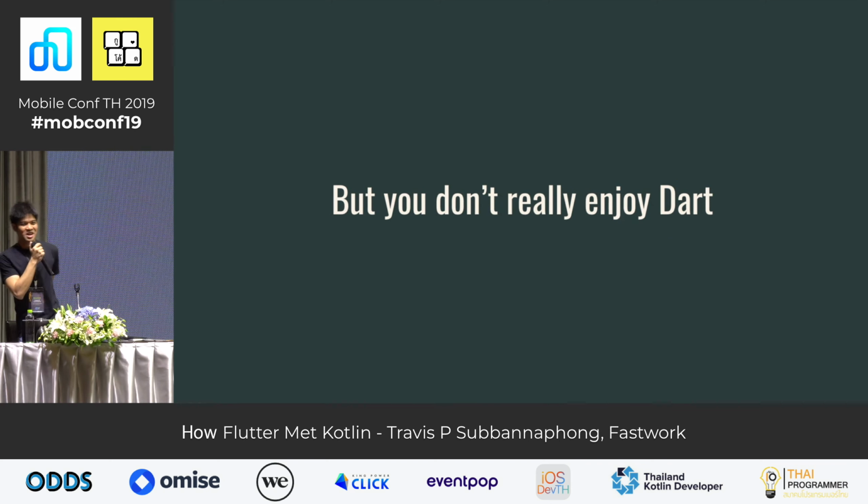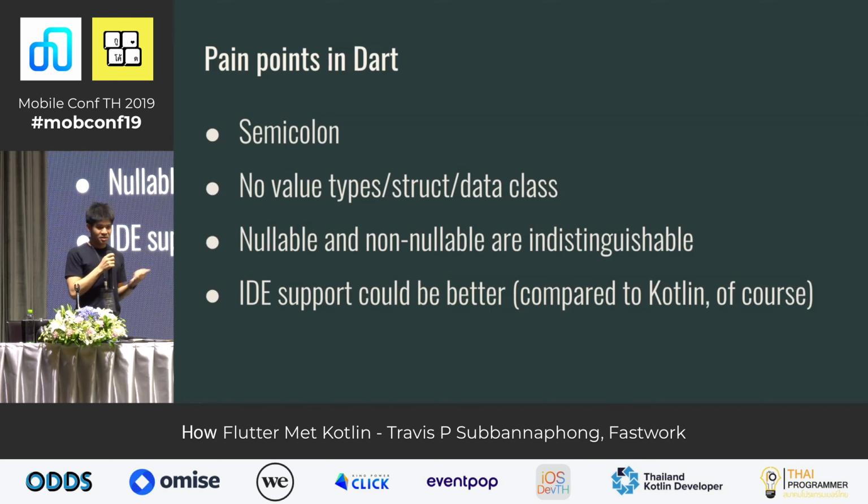But let's face it, you don't really enjoy that, do you? Well, for once, I don't really. Because let's see, there are these pain points in Dart, right? So there's the semicolon. For a lot of us, there's a game changer here, right? There's also no value types, like there's no struct, there's no data class. So the way you do things in Flutter here is you create an abstract class, and then you run a generator.